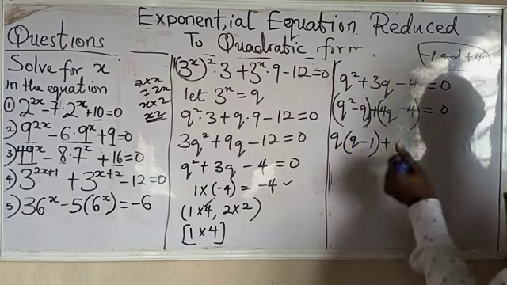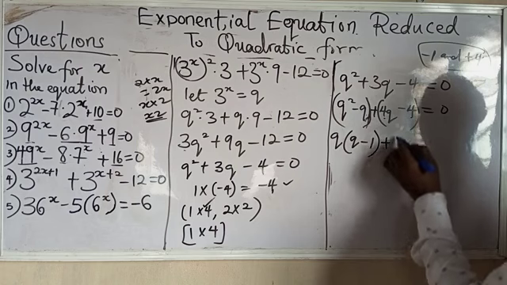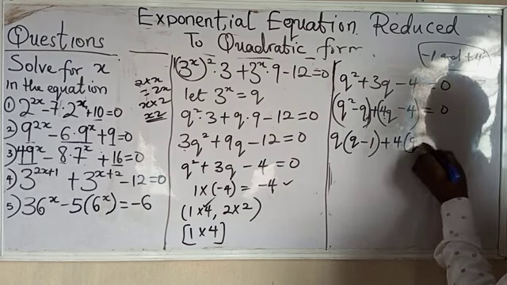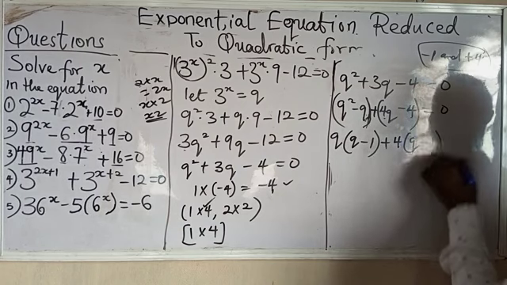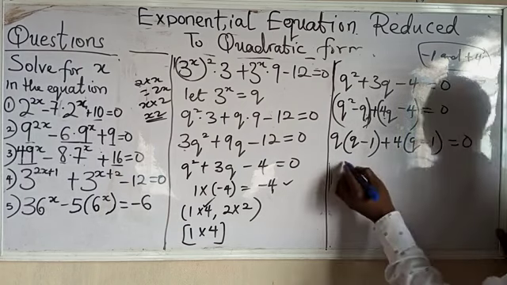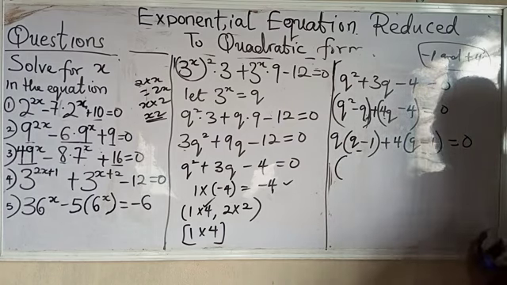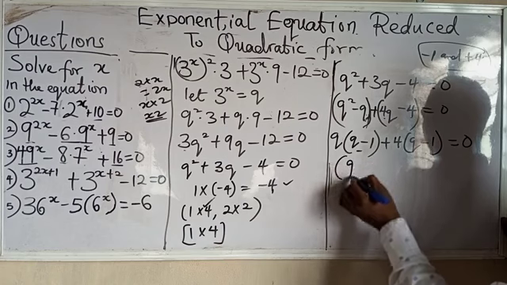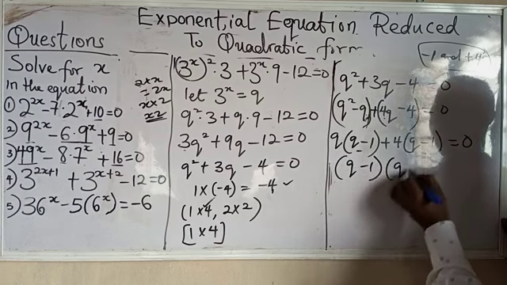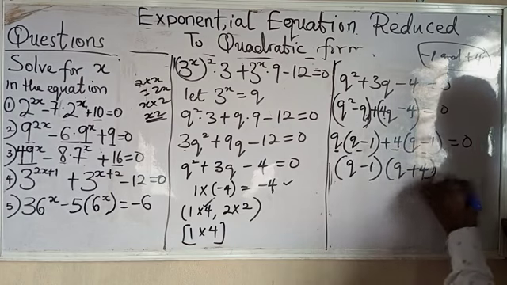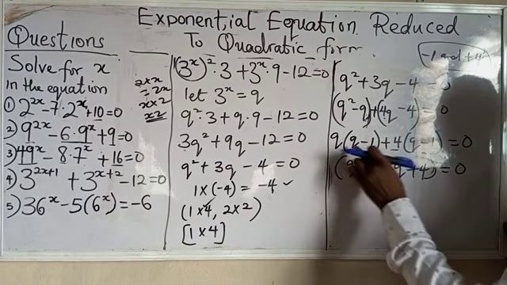Plus, what is common here? 4 is here and you can find 4. So 4 is common here. Then 4 divided by 4Q is what? Q. Plus divided by minus is minus. 4 divided by 4 is 1, equals 0. Then we have Q minus 1 and Q minus 1, they are the same. So we are going to write Q minus 1 and Q plus 4, equals 0.